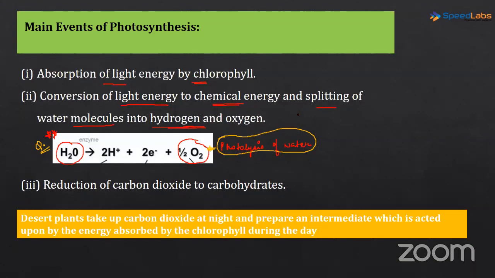Okay, so conversion of light energy to chemical energy and splitting of water molecules into hydrogen and oxygen, very, very important. Okay, then the third step is reduction of carbon dioxide to carbohydrates. Ek aur question banta hai yahan pe ki carbohydrates jo hai wo kahan se aa rahe hain. Carbohydrates are coming from reduction of carbon dioxide. The carbon dioxide is getting reduced to form carbohydrates. So jaise yahan pe ek question form hua tha, that where we are getting the oxygen from, we are getting the oxygen from photolysis of water. Pani ke breakdown se, pani ke lysis se hume oxygen mil raha hai. Similarly, a question can be formed that where are we getting the carbohydrates from? Carbohydrates are coming from reduction of carbon dioxide.